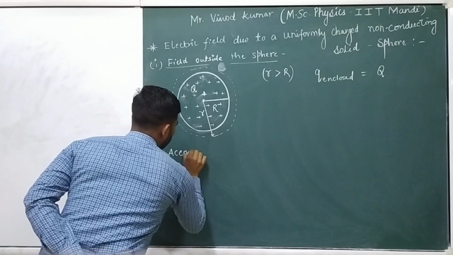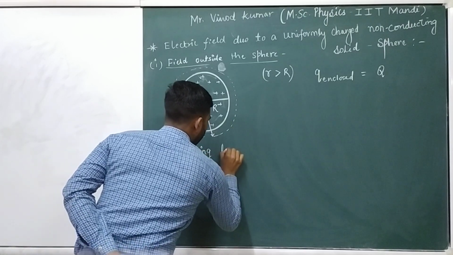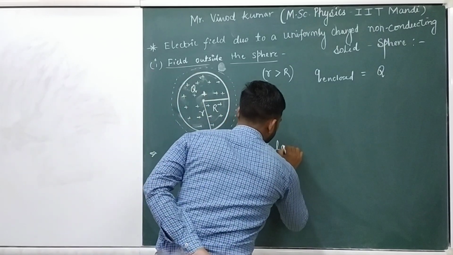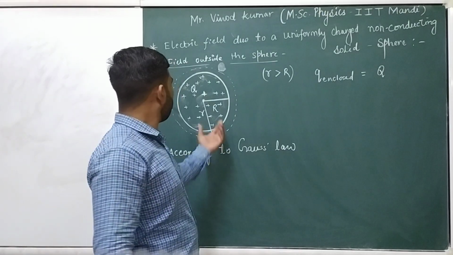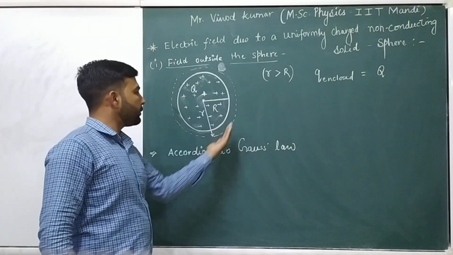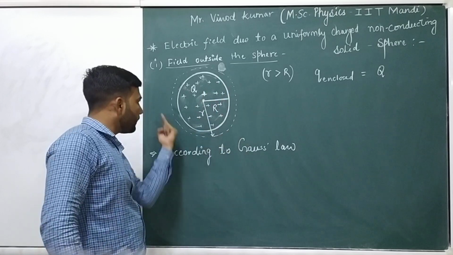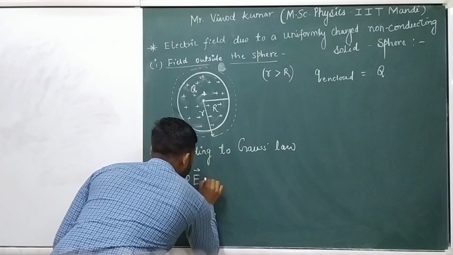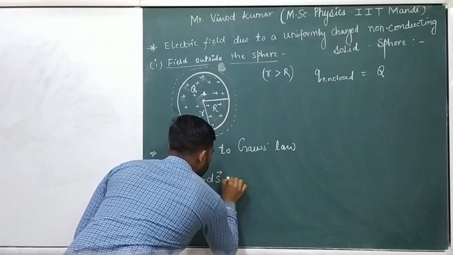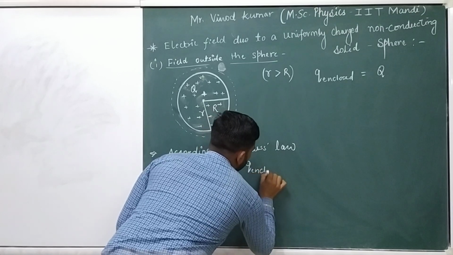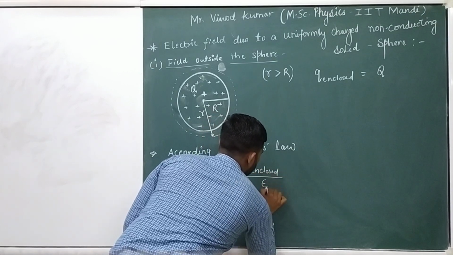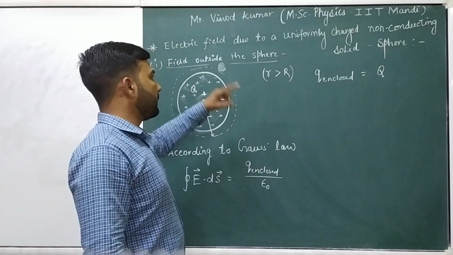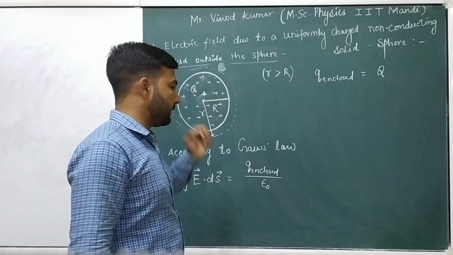So now, according to Gauss law, the flux passing through this outer Gaussian surface is written as the closed integral of electric field E dot dS vector equals q enclosed divided by epsilon naught, where epsilon naught is the permittivity of free space and q enclosed is the charge enclosed by this assumed Gaussian surface.